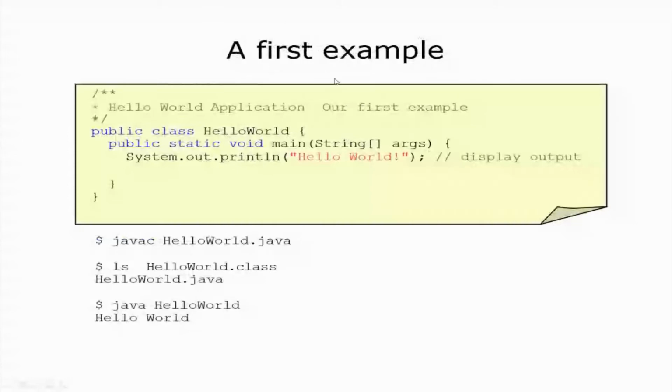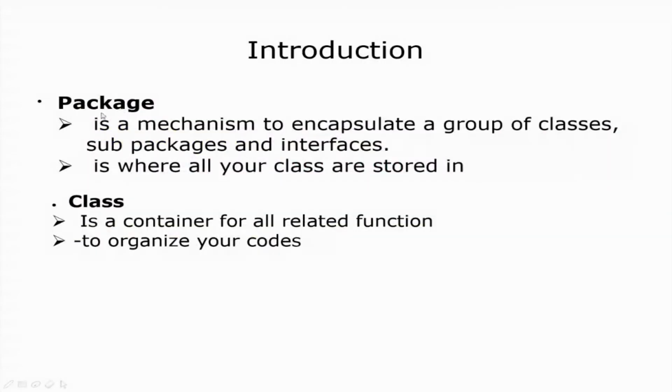So let's try the first example. In Java, when we want to make a project, there is always a package here. A package is where all your classes can be stored. A class is a container for any related functions. Basically, we use classes to organize our code, just like products are organized in the supermarket. For example, we have sections like vegetables, fruits, and cleaning products, and so on.